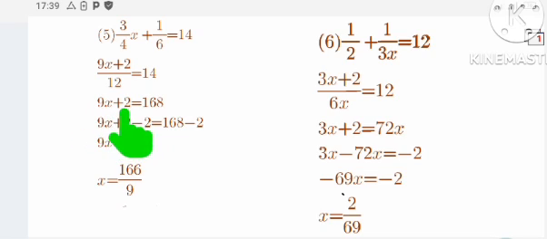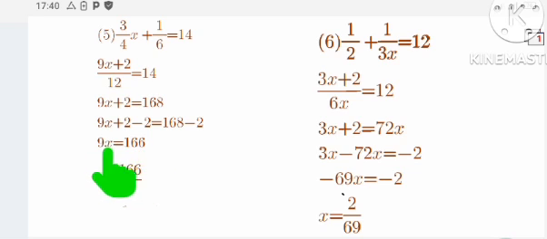The next thing we want to do is eliminate this 2 from this side. As you can see, the sign in front of the 2 is plus, so we need to subtract 2 from both sides so we can eliminate this 2. So we are going to have 9x plus 2 minus 2 is equal to 168 minus 2. So we end up with 9x is equal to what?